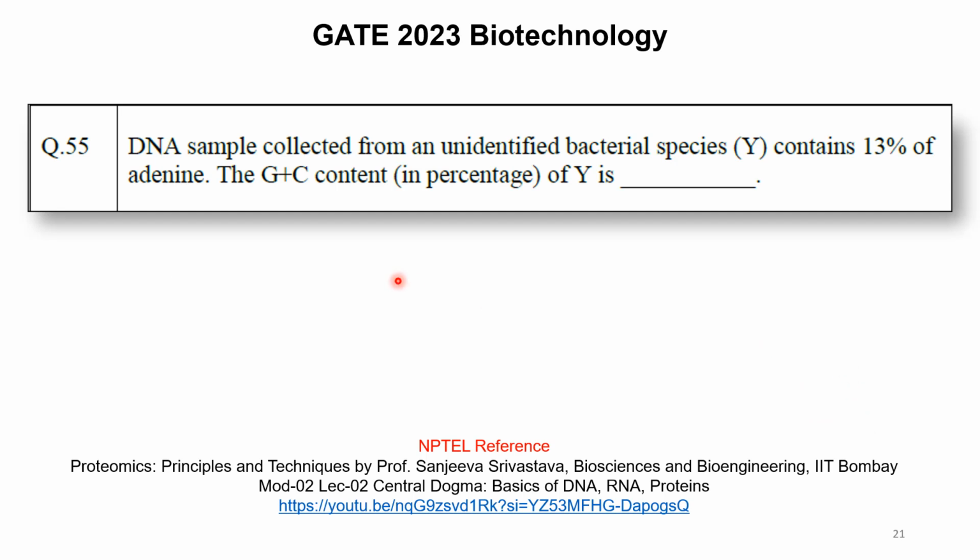So the question was: a DNA sample collected from an unidentified bacterial species contains 13% of adenine. The G plus C content of Y will be 74%. This is how we can use Chargaff's rule to solve these types of questions.